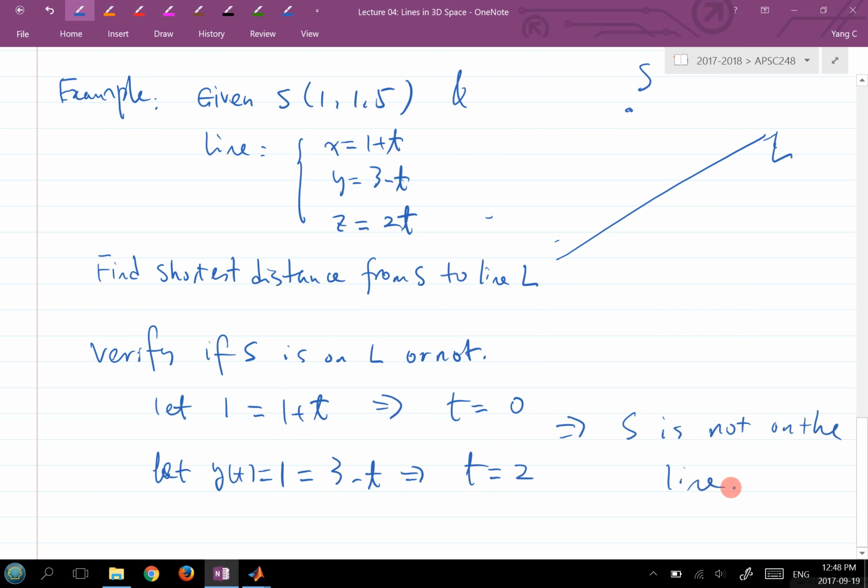Okay, if S is not on the line, then there exists a shorter distance from this point S to the line L. So now we just need to proceed and see how we can find this shorter distance. Let's call it d here. The shorter distance basically means you draw a perpendicular line from S to the line L, and that distance will be the shorter distance.